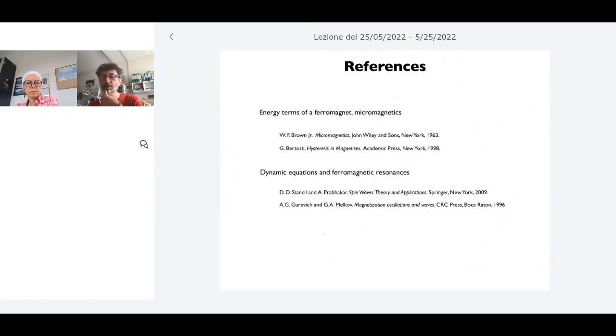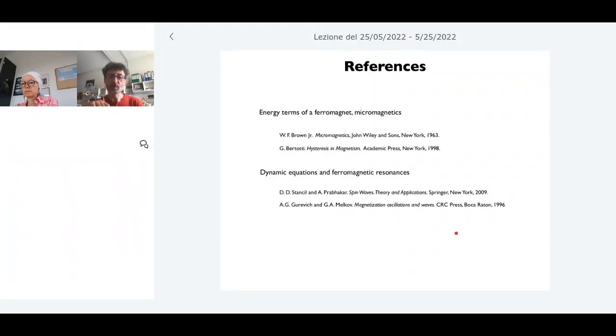And I go to the end to list my references, so where you can find these things. The book Micromagnetics is by William Fuller Brown, a historical source from '63. Bertotti, I took most of the material from there, and the book is quite well done for all this energy and micromagnetics, even without any specific application, but at least more or less what I've explained here.